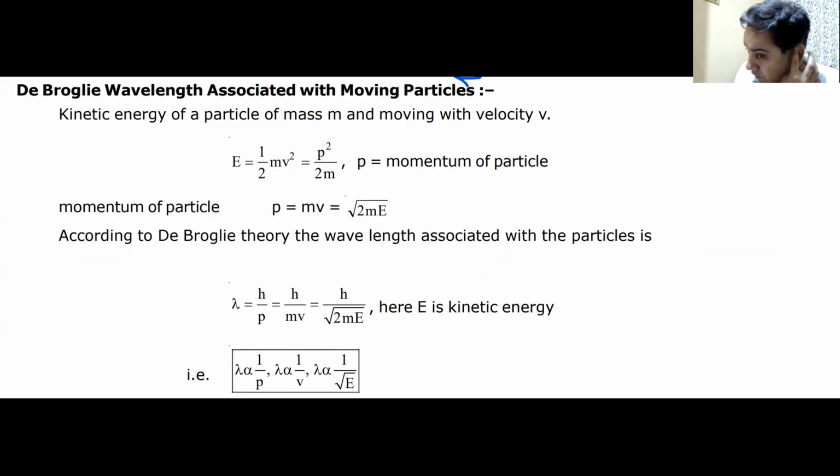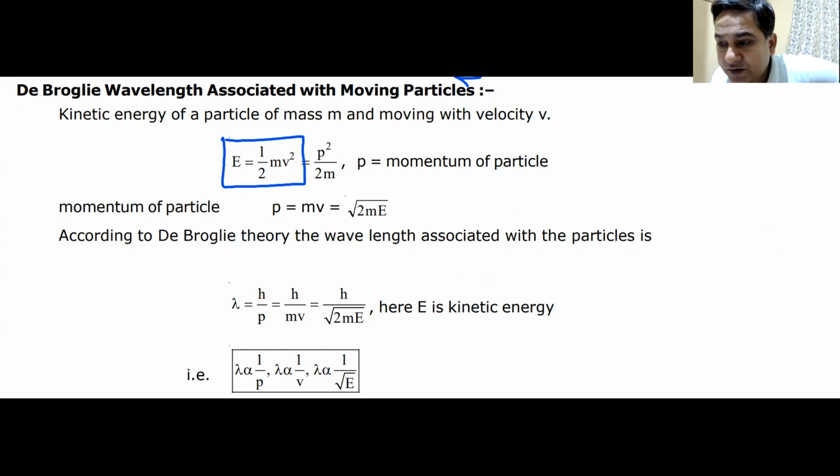Now, since we have thought of particle as wave, every wave has a wavelength. Yes or no? So this matter wave associated with a particle will also have a wavelength. How do we calculate this? The process is very simple. Every particle which is moving has a kinetic energy. This kinetic energy is half mv square. Yes or no? Yes, sir.